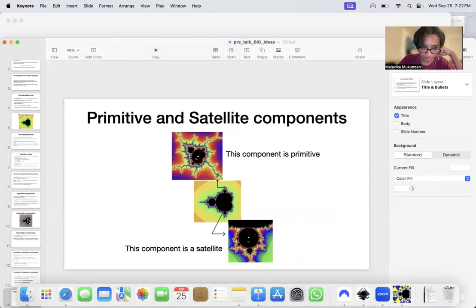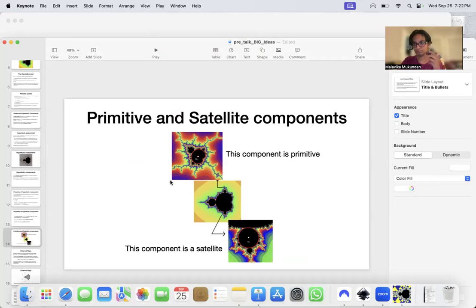So this is a basic introduction to primitive and satellite components. But in the course of the semester, perhaps I can show you more illustrations to look at the difference between the two. Okay.